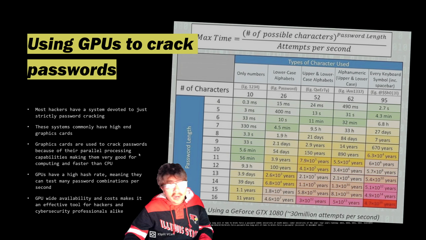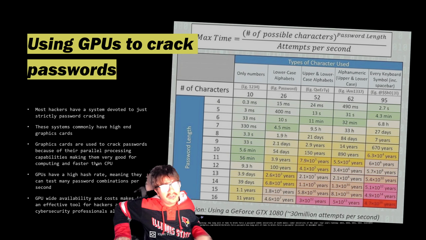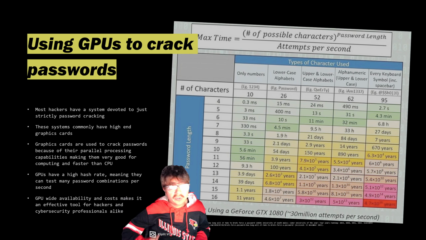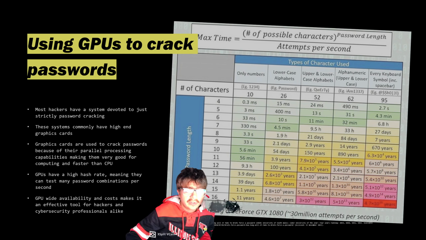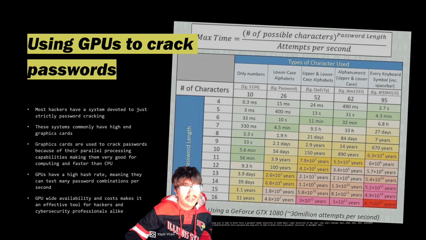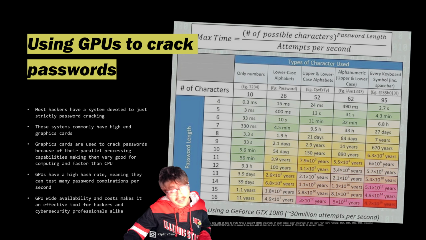So why are graphics cards so good at cracking passwords? It's because they can perform parallel processing, which makes them very good at computing multiple things at once. So it's going to be significantly faster than a CPU. Most of the time people don't even mine with the CPU or reverse engineer the hash with the CPU. They just use the GPU. GPUs have a high hash rate, meaning they can do many password combinations per second. This graphics card, which was 6 years old, could do 30 million attempts per second. I can only imagine what the 4070 Ti could do, but I know it's a lot.